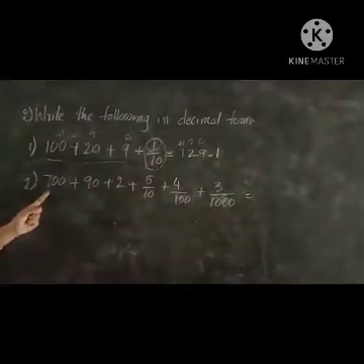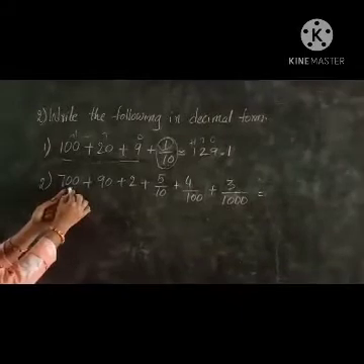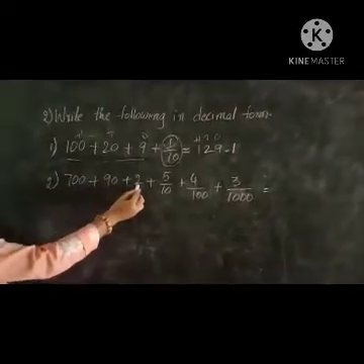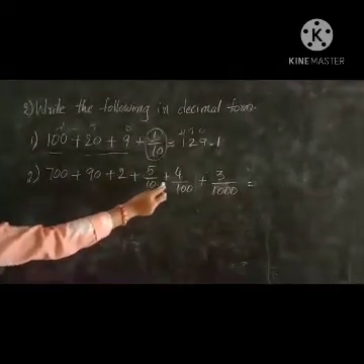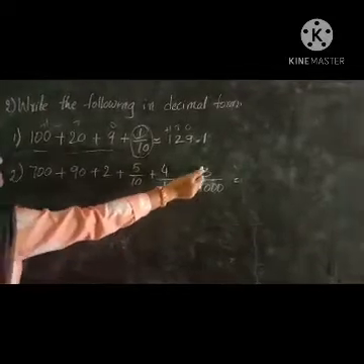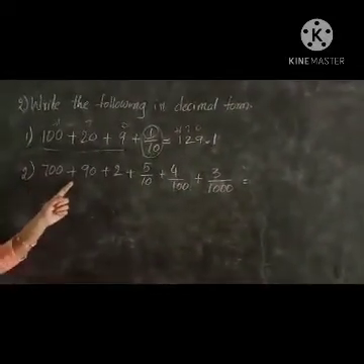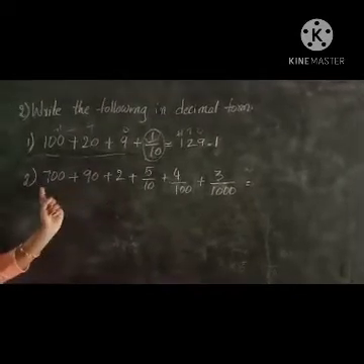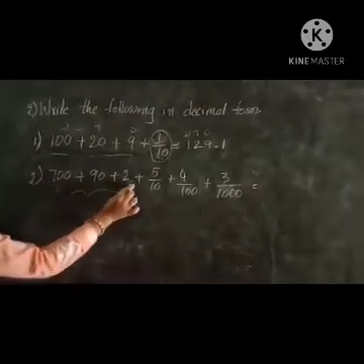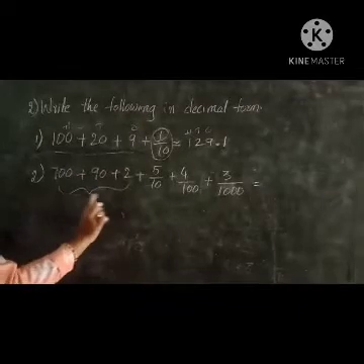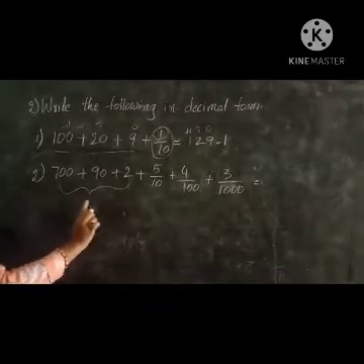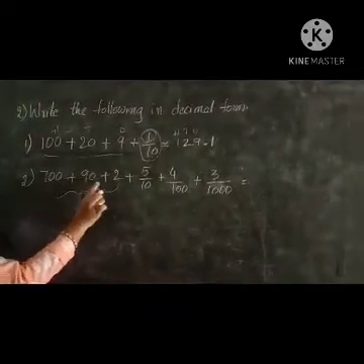Now see here the second one. 700 place, 90 place, 2 place, 5 by 10 place, 4 by 100 place, 3 by 1000. See here again I am repeating. 700 plus 90 plus 2. This is the normal expanded form. How will we write this number? 792.